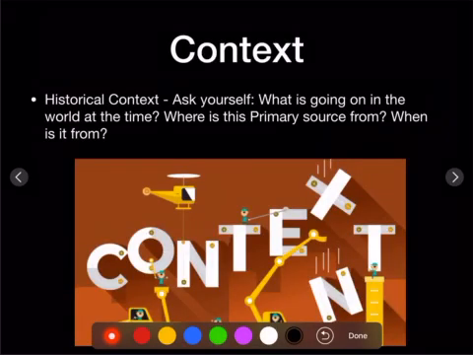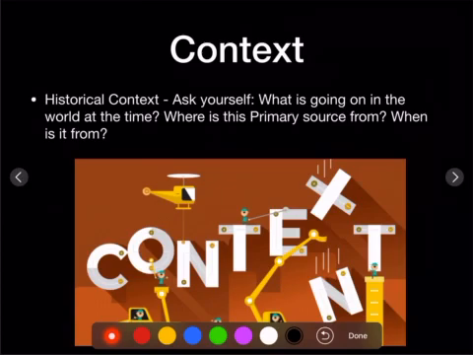Historical context is essentially what is going on in the world at that time. So maybe you've got to first focus in on that civilization or that culture. So as I said before, if we were saying the Revolutionary War, you might want to look into what's going on in the colonies and in Great Britain at that time period.